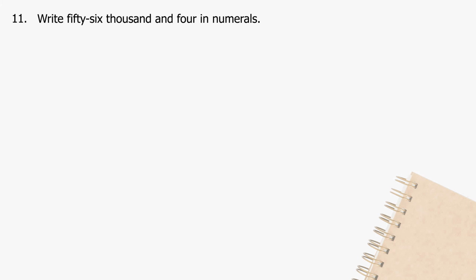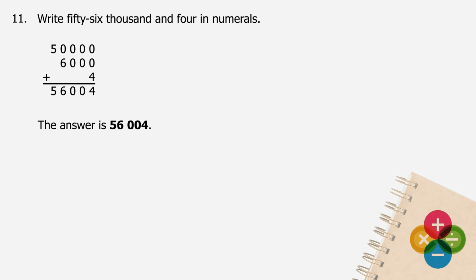Question 11. Write 56,004 in numerals. 56,004 in numerals will be 5, 6, 0, 0, 4.